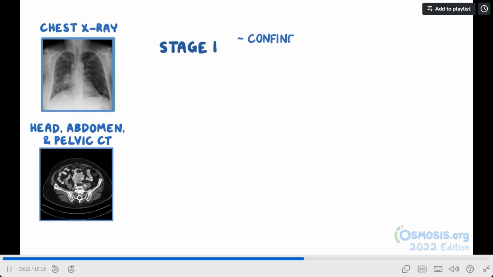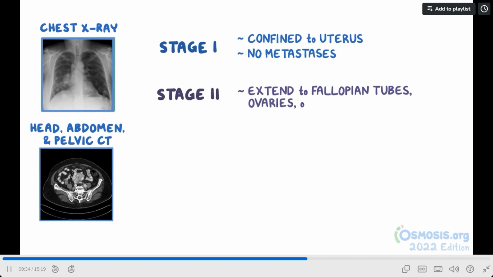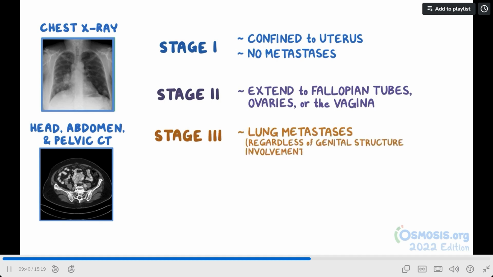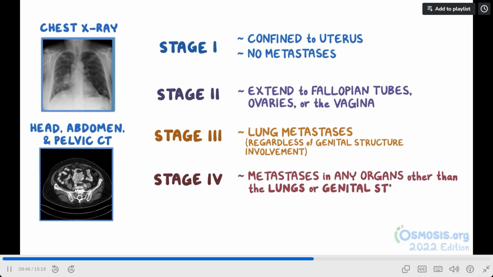Stage 1 tumors are confined to the uterus and there are no metastases. Stage 2 tumors extend to the fallopian tubes, the ovaries, or the vagina. Stage 3 tumors have lung metastases regardless of genital structure involvement. And finally, Stage 4 tumors have metastases in any organs other than the lungs or the genital structures.